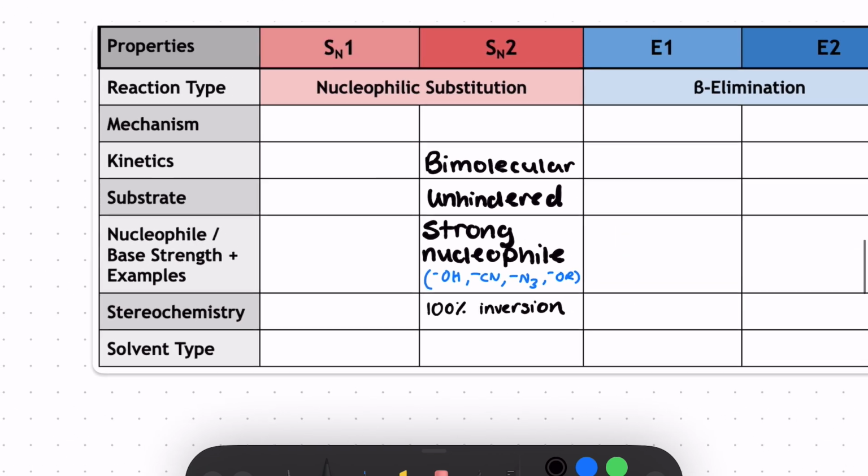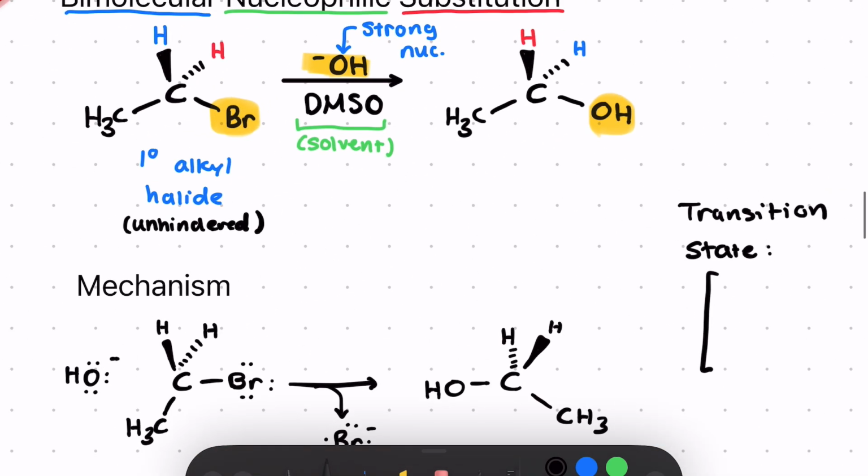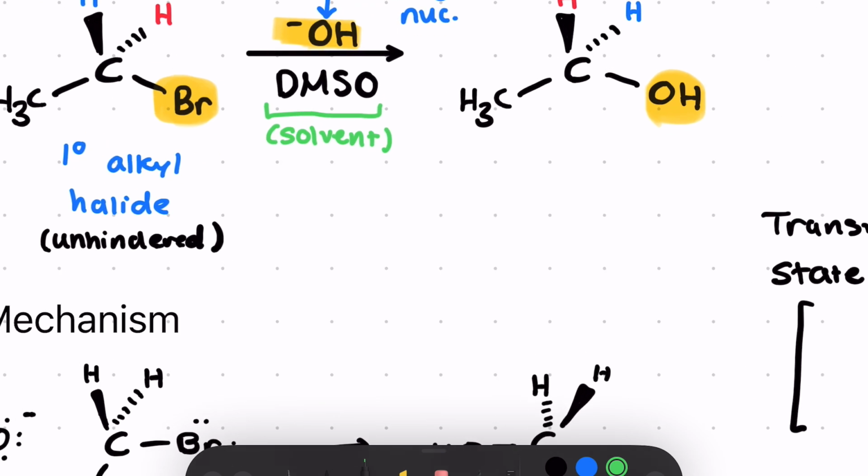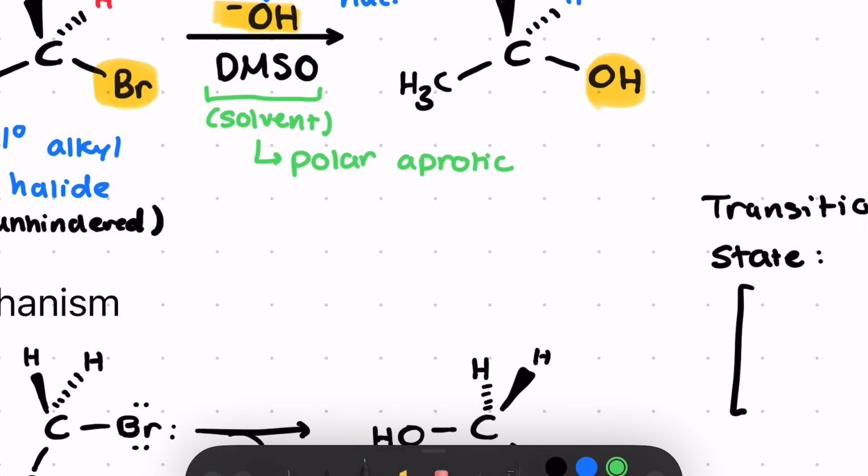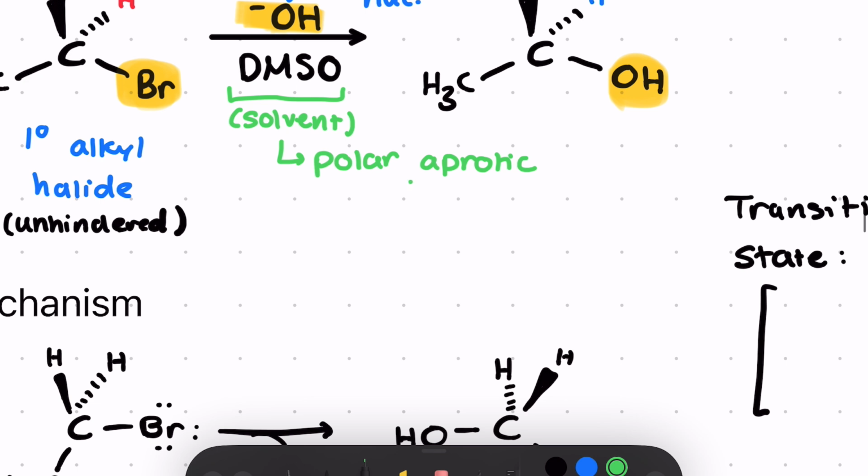Our solvent type, so we already said our solvent was DMSO. Getting a little bit more detailed here, this is a polar aprotic solvent. Okay, polar aprotic, meaning that it doesn't have any acidic protons. So some examples here are DMSO, DMF, acetone. DMSO is dimethyl sulfoxide. DMF is dimethyl formamide.